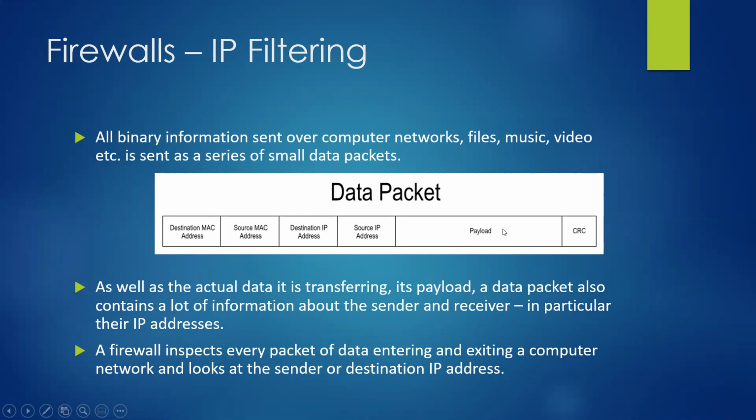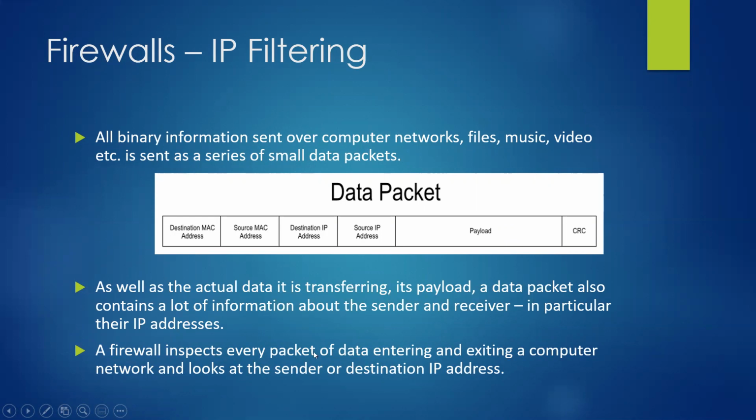And the two main methods it works is we can look at the IP addresses, that's the IP filtering, and we can set up lists that will allow certain IP addresses through and block other ones. Or we can look at the payload and look at what that data packet is doing, and that's the packet inspection idea. So as well as the actual data, its payload, a data packet also contains lots of information about the sender and the receiver.